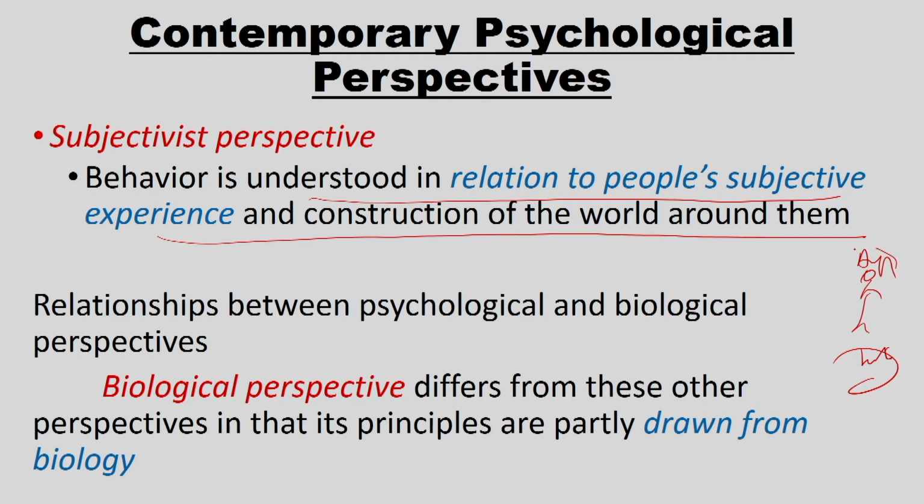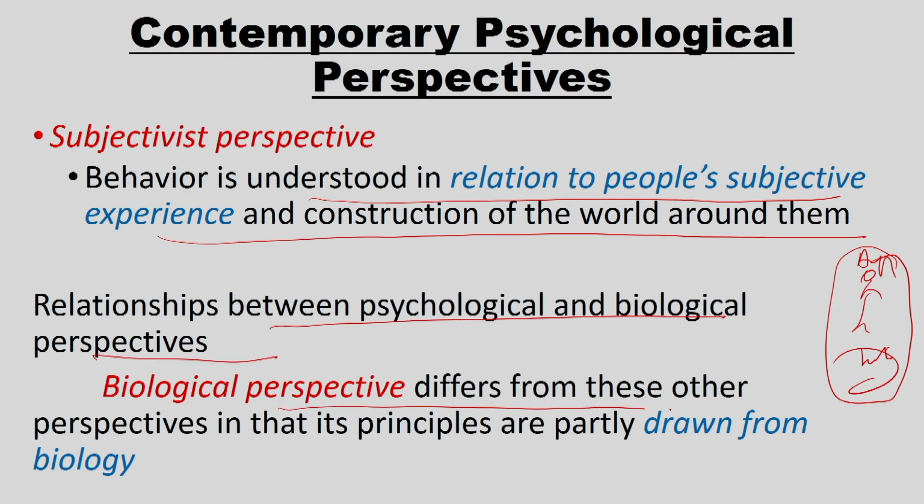So, because of what society expects from him, what people around him expect from him, he hits back, and that is the subjective perspective. So the same behavior of getting angry and hitting back can be explained by 5 different perspectives or viewpoints. Now, what is the relationship between the psychological and biological perspective?